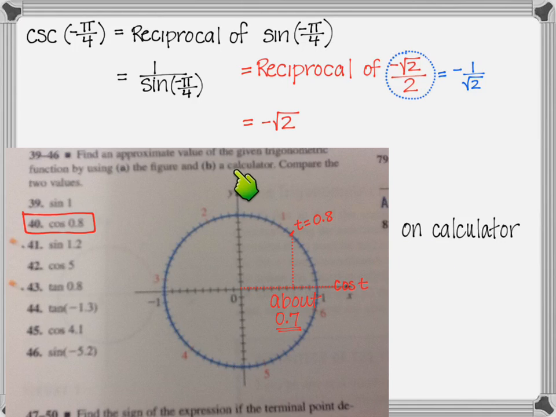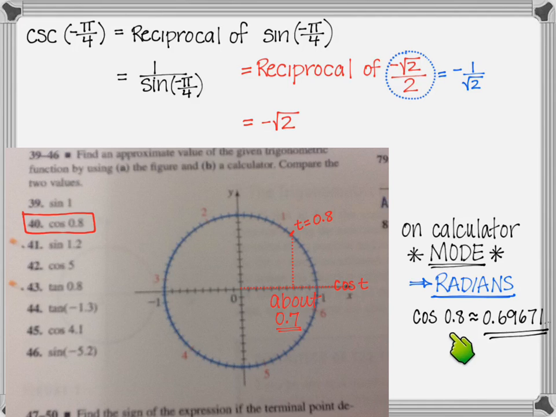You're told on this problem to also do it on the calculator. So you're going to take your calculator out, but you've got to change the mode on your calculator to radians. So make sure you've done that. Then you're going to type in your calculator cosine of 0.8 once it's in radian mode. When you do, you're going to get 0.69671. And wow, that's pretty close, because this rounds to about 0.7. So this was a pretty close estimate for what it is by looking at the circle.